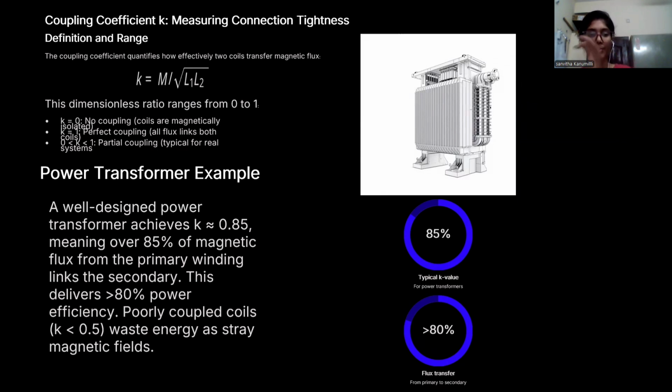Okay. So, a power transformer example. A well-designed power transformer achieves K approximately equal to 0.85, meaning over 85% of the magnetic flux from the primary winding links the secondary. This delivers greater than 80% power efficiency. Poorly coupled coils, K less than 0.5, waste energy as stray magnetic fields.